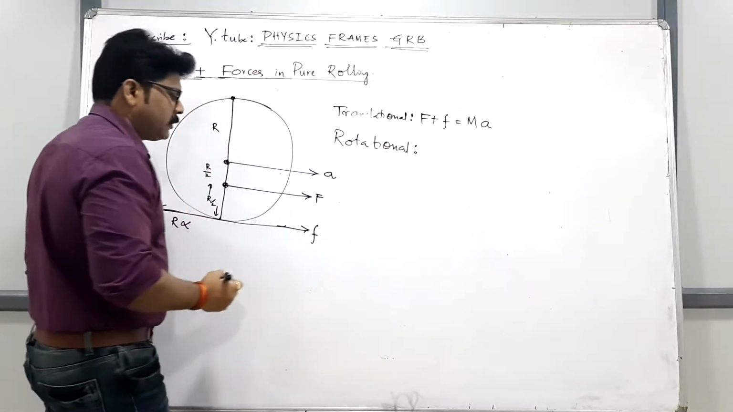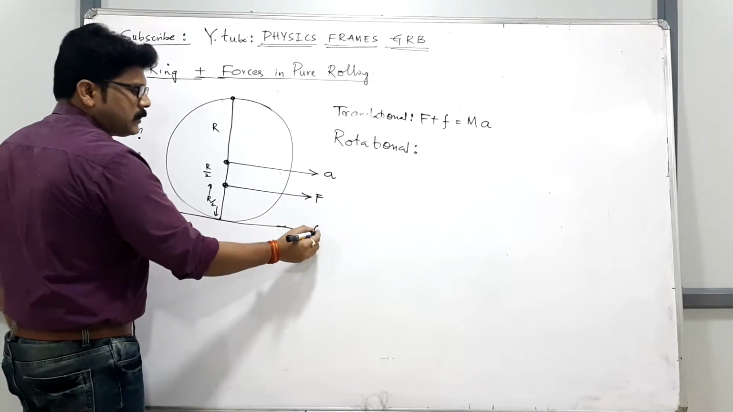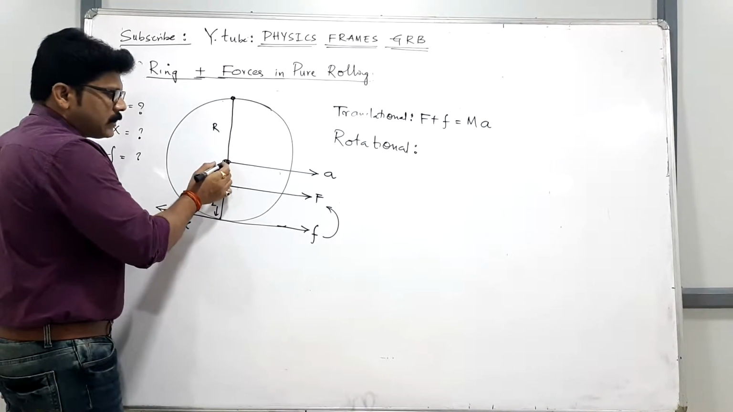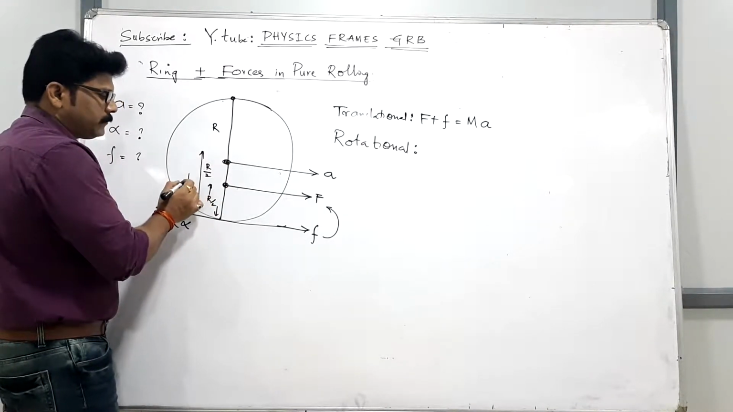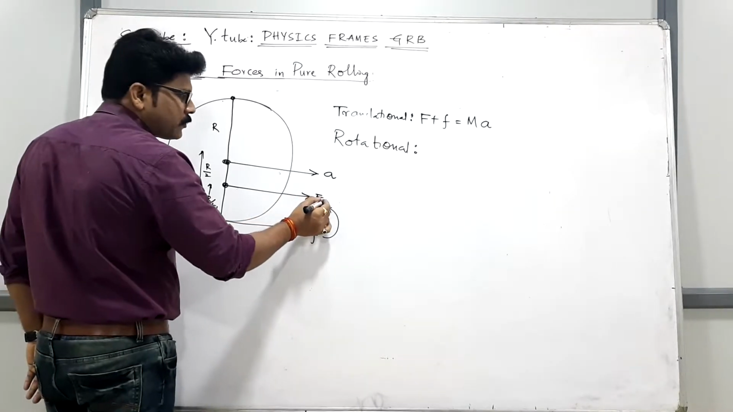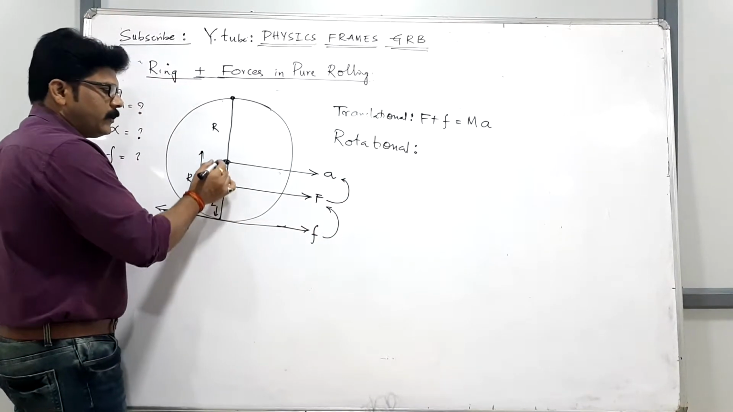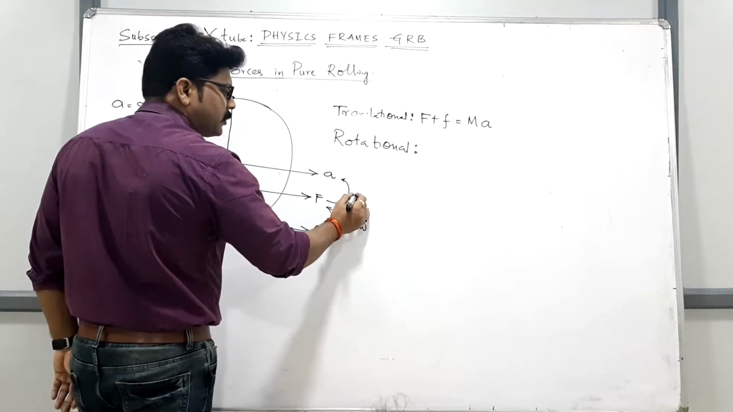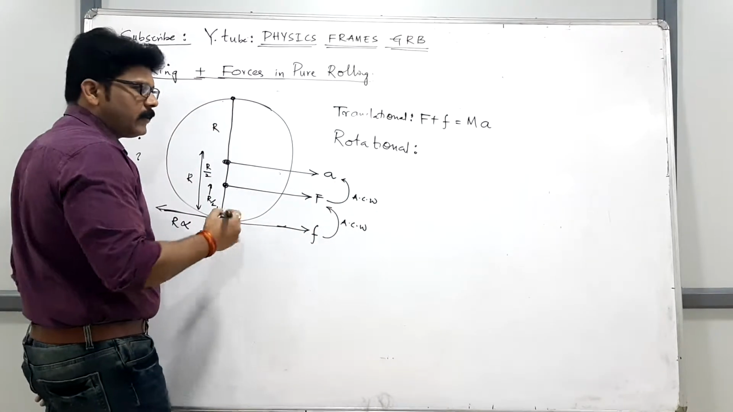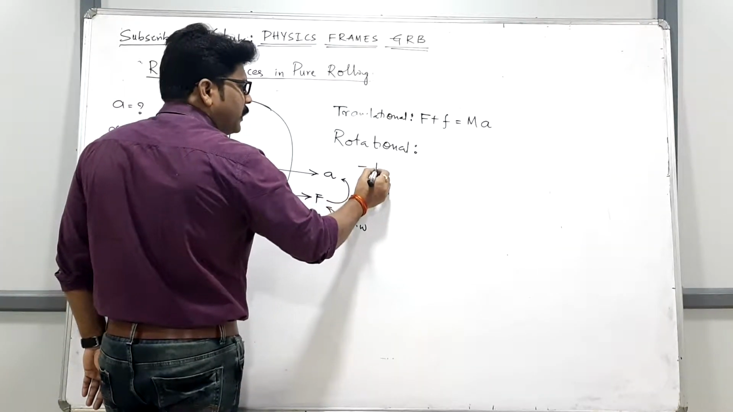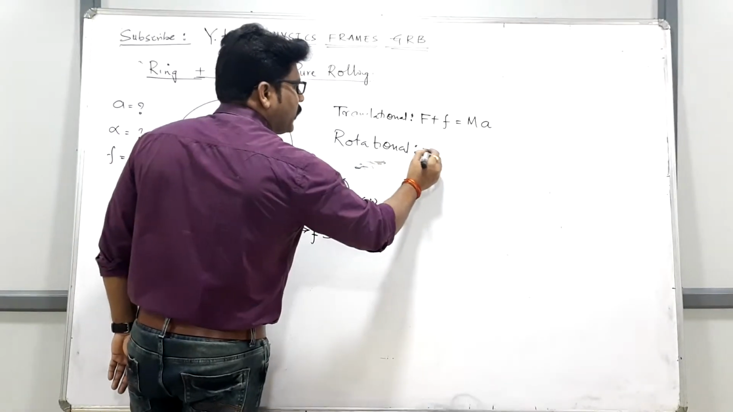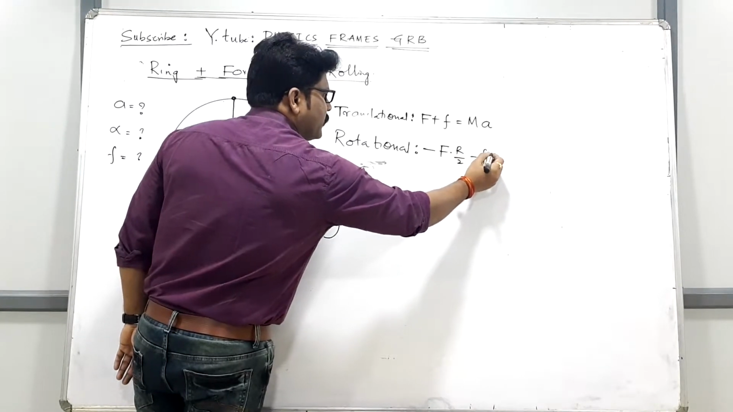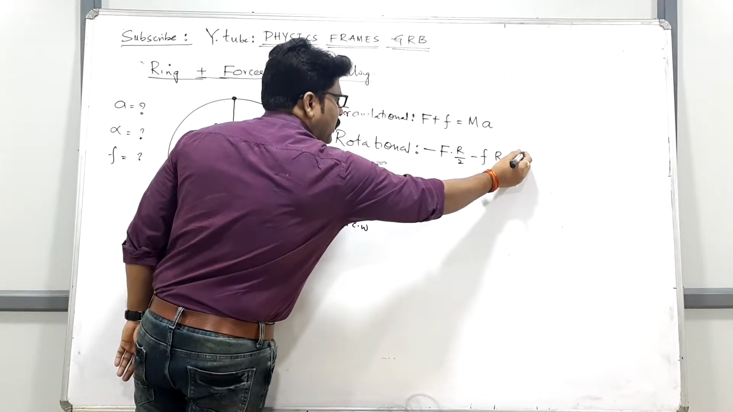So what is the rotational equation? Here the torque is in the anti-clockwise direction, acting about this center. That means this distance is R. Here this force about this center is F into R by 2, and the friction is f into R. Both are in the anti-clockwise direction. If I want to write the net torque equation, minus F into R by 2 minus f into R equals I alpha.